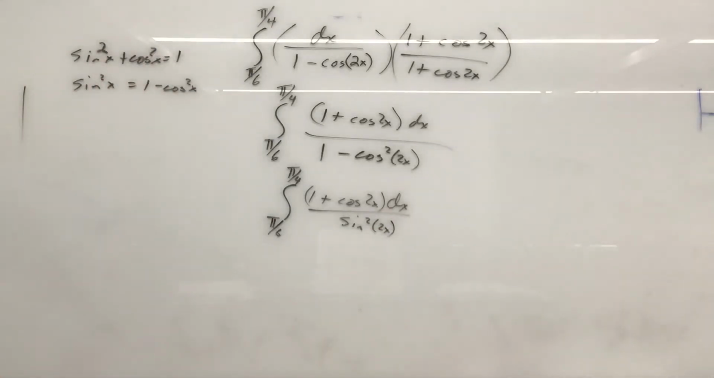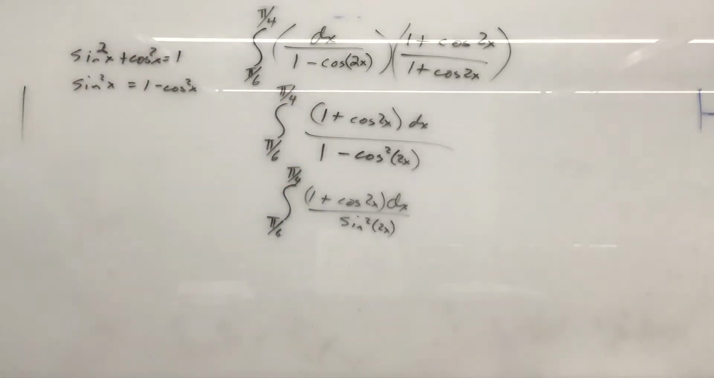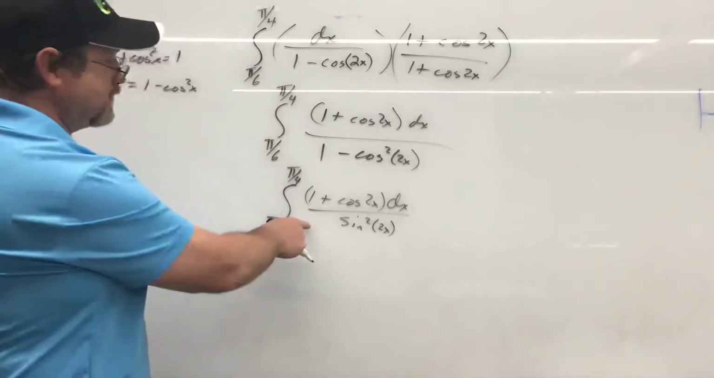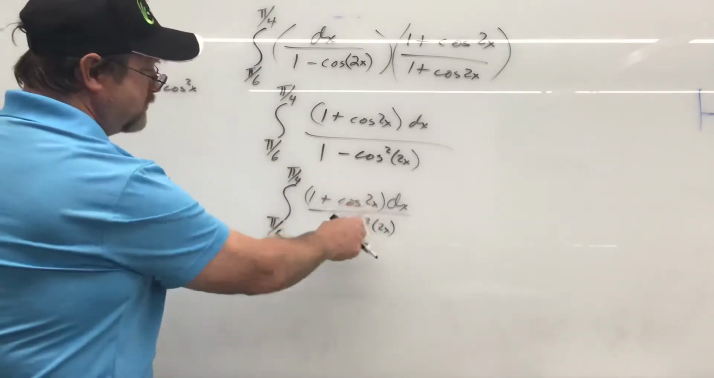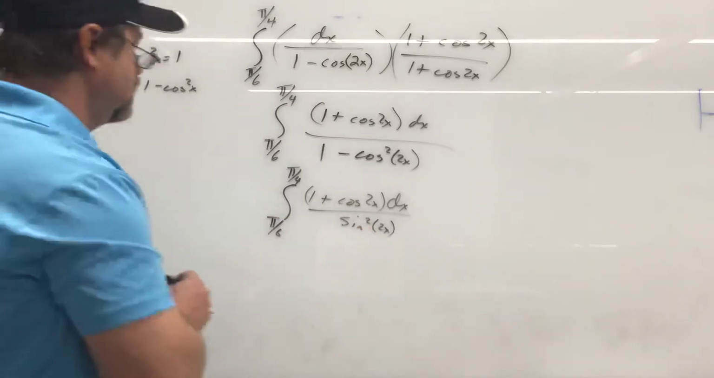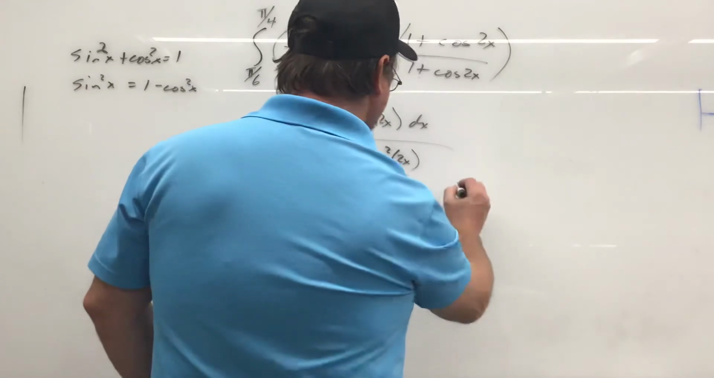Now, is that good, bad, or indifferent? Well, I don't know yet. I have to do some more work in order to see where I get to. But it certainly makes it so that my denominator is a single term as opposed to a split denominator. And what that allows us is that we can now rewrite this as two separate fractions: 1 over sine squared 2x plus cosine 2x over sine squared 2x. So I'll do that here. So it becomes two separate integrals.